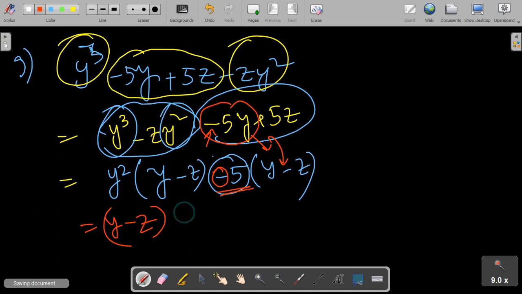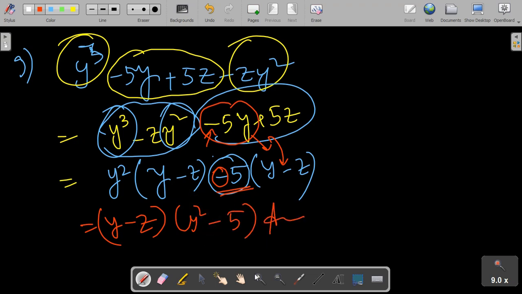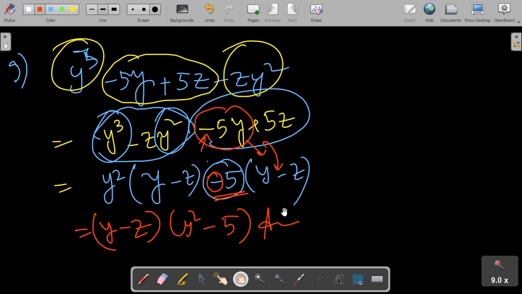Y minus z. So what would be left? Just a minute, sorry. We will be left with y square minus 5. So this is the answer. Hopefully all of you have understood. If not, please ask me in the comment section.